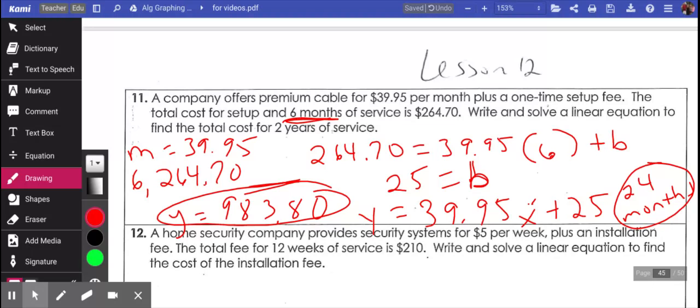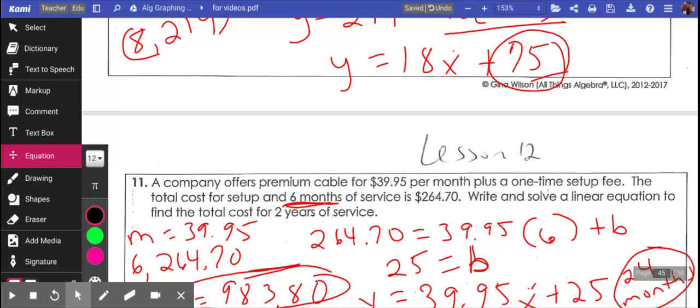Okay, so go ahead and pause and do number 12 now, if you haven't already. Okay, number 12.